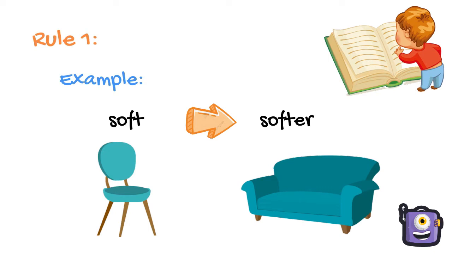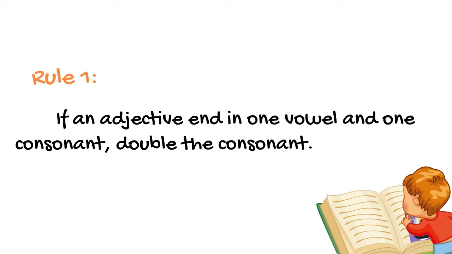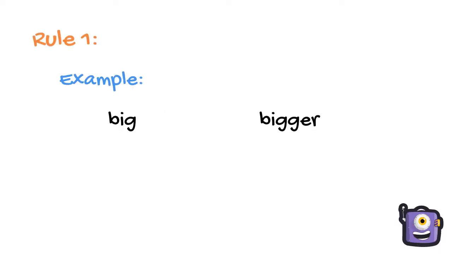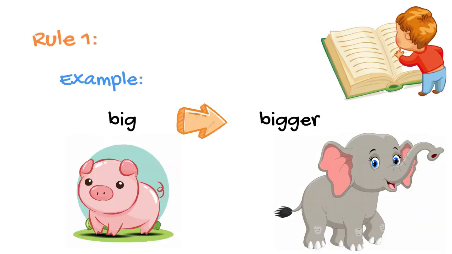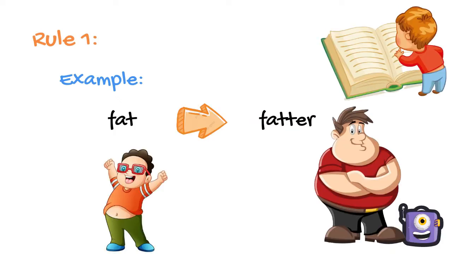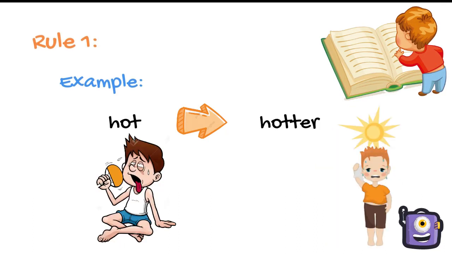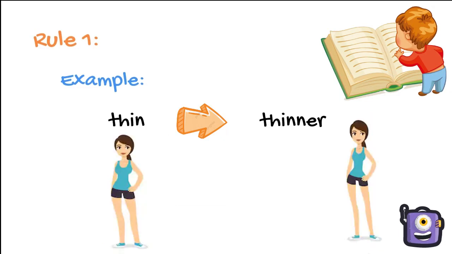Soft, softer. If an adjective ends in one vowel and one consonant, double the consonant. For example, repeat after me. Big, bigger. Fat, fatter. Hot, hotter. Thin, thinner.